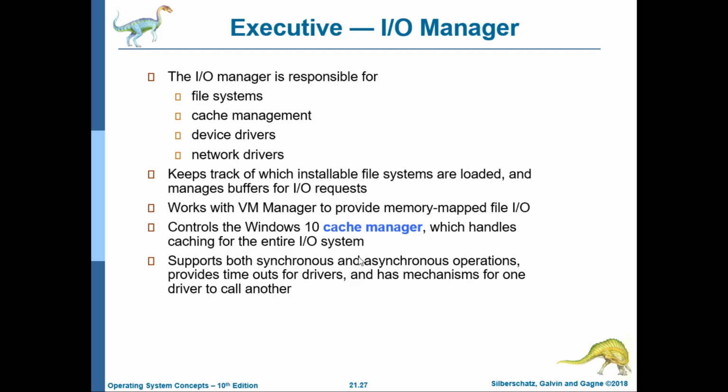So, another under executive is we have the I.O. manager. So, the I.O. manager is responsible for file systems, cache management, device drivers, and network drivers. It also keeps track of which installable file systems are loaded and manages buffers for I.O. requests. So, the I.O. manager works with the VM manager to provide memory mapped file I.O. It also controls the Windows 10 cache manager, which handles caching for the entire I.O. system. It supports both synchronous and asynchronous operations, provides timeouts for drivers, and has mechanisms for one driver to call another.